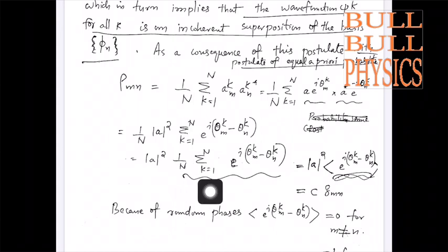We are now taking 1 by n, sigma k equal to 1 to n. What that means is the ensemble average, and we are taking the ensemble average of the difference in phase. e to the power i theta km is the phase corresponding to state m, and this is the phase corresponding to state n for the kth system, and then we are taking its ensemble average.